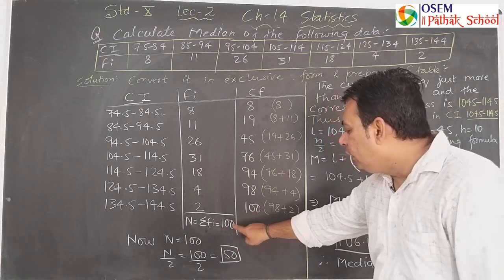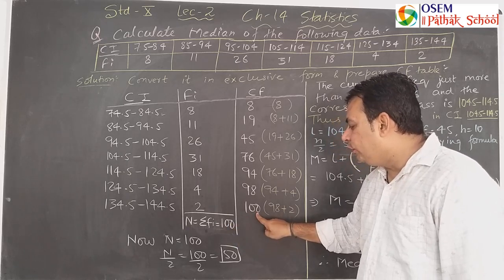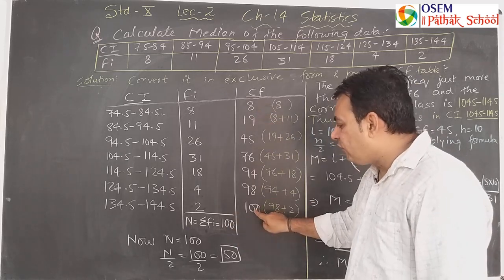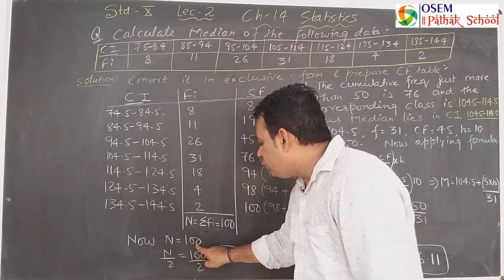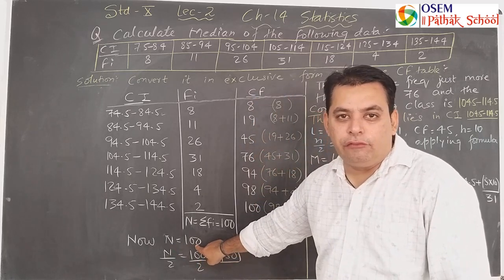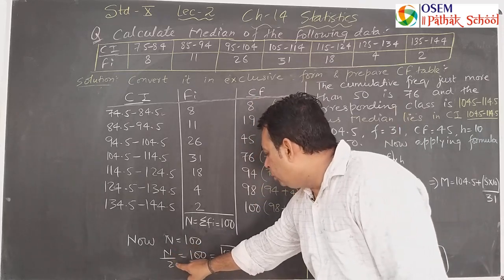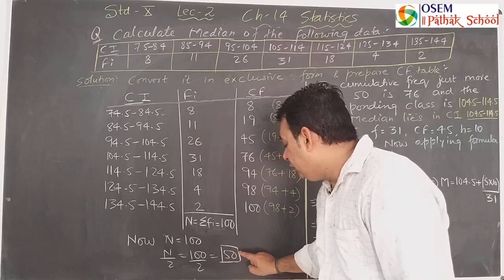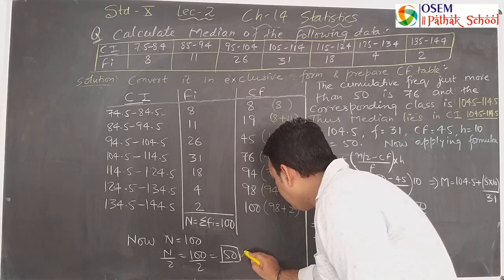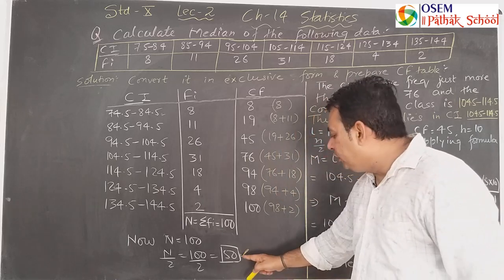You can see over here it is 100 over here and it is 100 over here. So this part is right. Now n equals to 100. You can see over here n is 100. So n by 2 means 100 by 2, 50. Now this is the most important part. Now you have to always remember this thing.